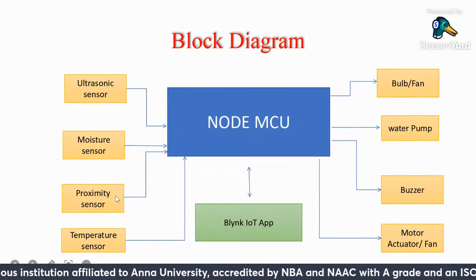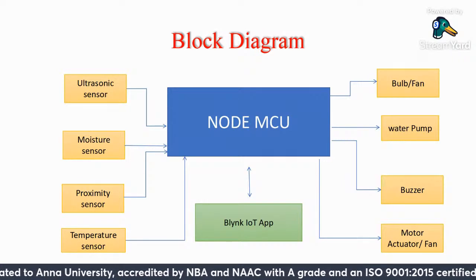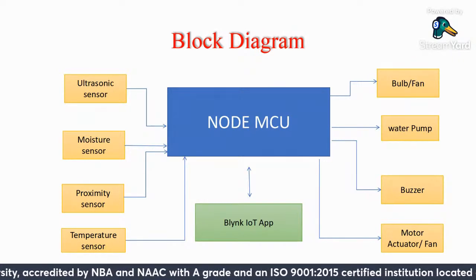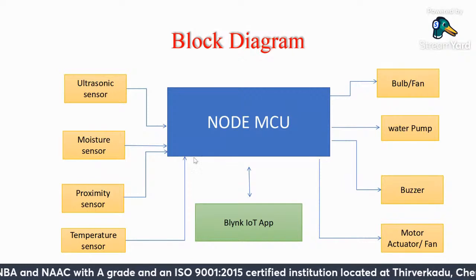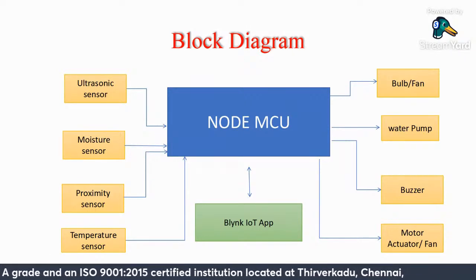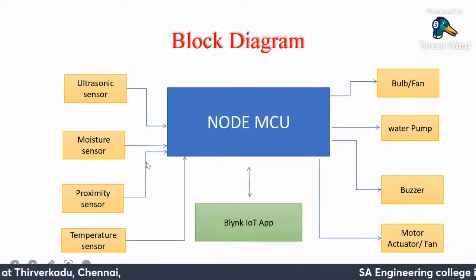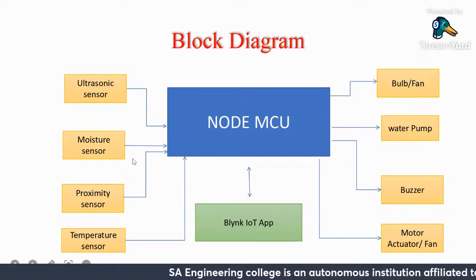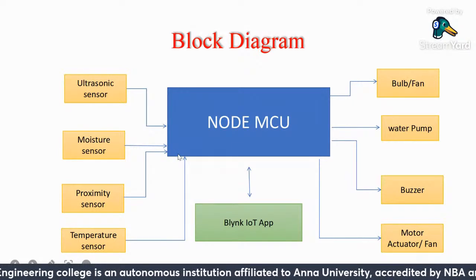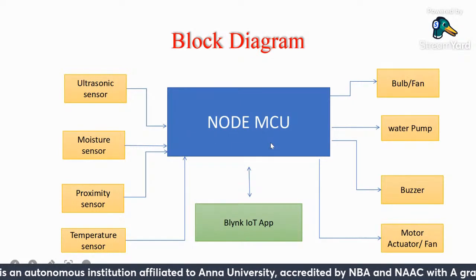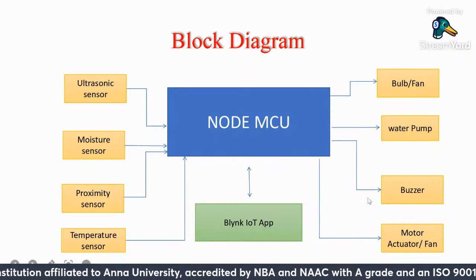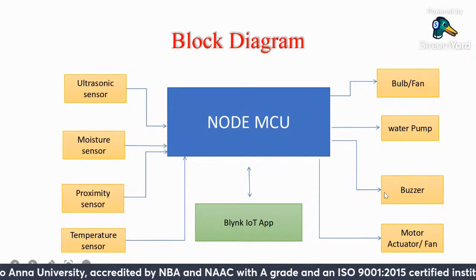Next, the proximity sensor. There are many types of proximity sensors, like ultrasonic proximity sensor and IR proximity sensor. These are all proximity sensor types. And here we are using the ultrasonic sensor alone. Similarly to the ultrasonic sensor and moisture sensor, we are giving this sensor's data as an input to the NodeMCU microcontroller, and we are processing it and operating the buzzer accordingly.